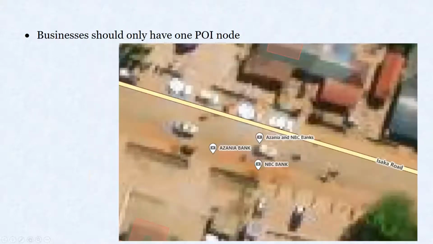And then the same thing is true for a business. So here, this is in Kahama, and we have three different nodes for an amenity equals bank. I've been to this place, but I don't remember if it's NBC Bank, Azania Bank, or NBC and Azania Bank, or maybe it's two banks. And so that's where a local person needs to make that decision.